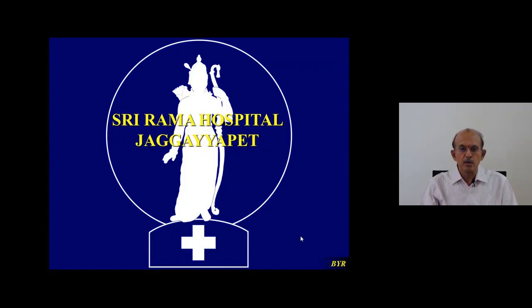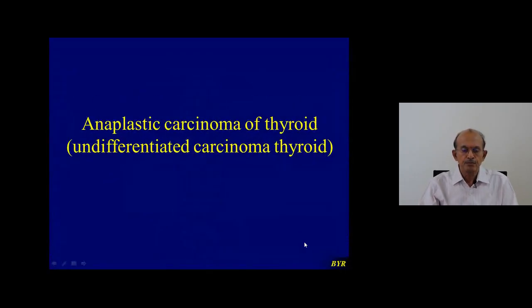Yesterday we discussed the differentiated cancer of the thyroid. Today let us discuss the other neoplasms of the thyroid gland. The ill-differentiated or less differentiated carcinoma of the thyroid, that is the anaplastic carcinoma of the thyroid.